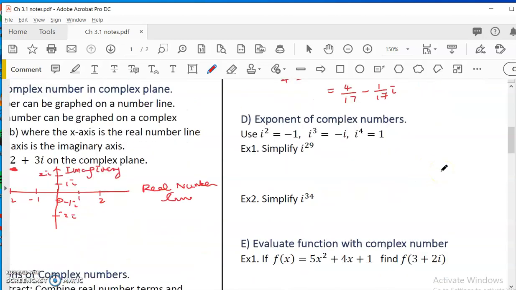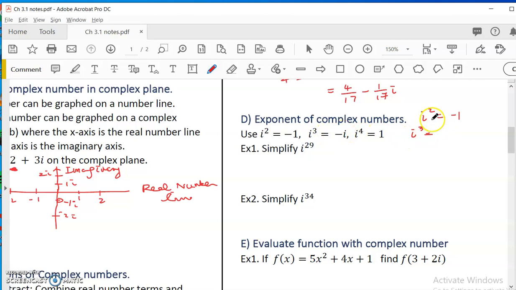Okay. Exponents of complex numbers. When we want to do exponents, the only thing we know is i, right? But i squared is -1. So i cubed is, here I write, i cubed is -i. Why?